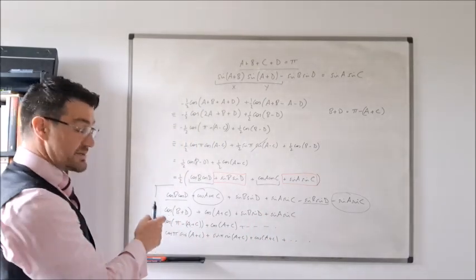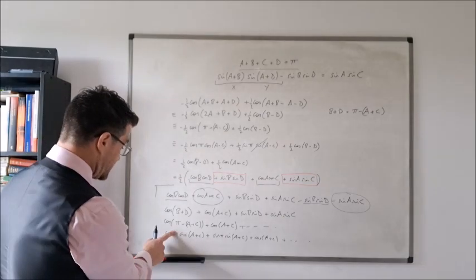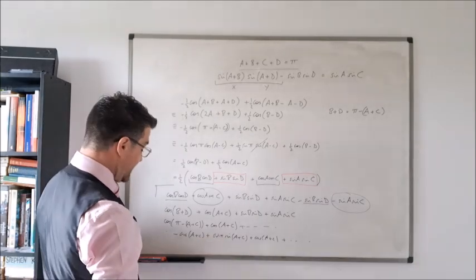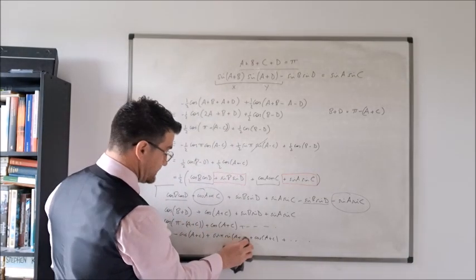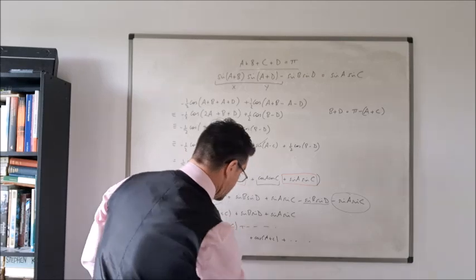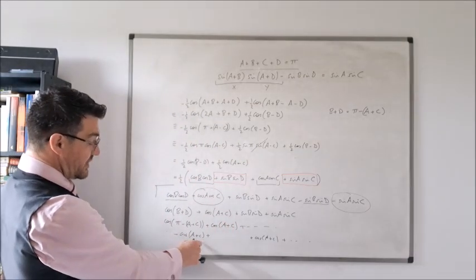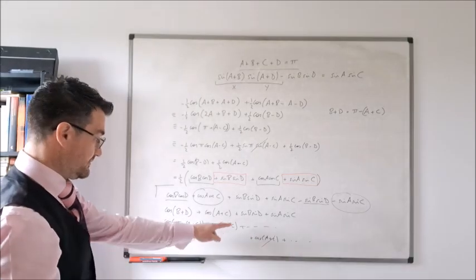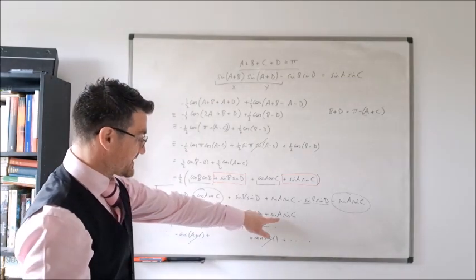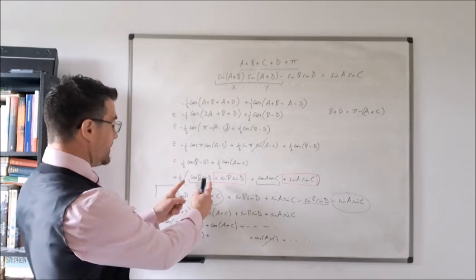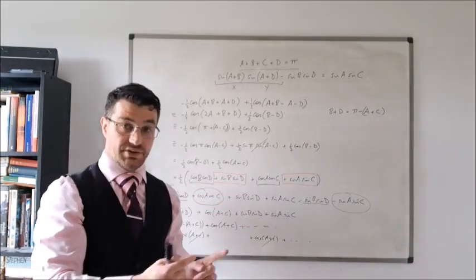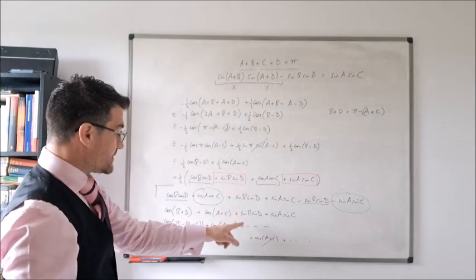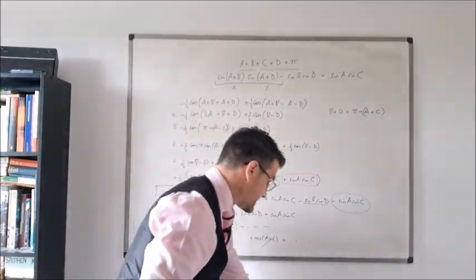But cos pi is minus 1, so that's just going to be minus cos(a plus c). Sine pi is 0. So then I've got minus cos(a plus c) plus cos(a plus c), which cancel. What am I left with? Sine b sine d plus sine a sine c. In other words, cos b cos d plus cos a cos c, under this condition, is equal to sine b sine d plus sine a sine c.